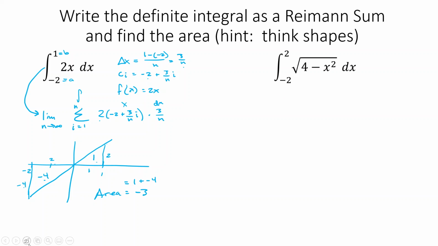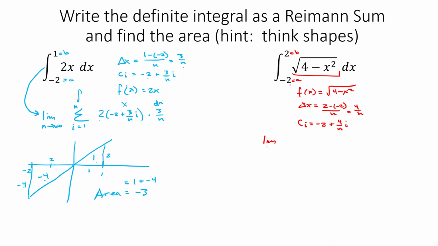All right, next one. So our function is this guy in here. We'll say our f of x is the square root of 4 minus x squared. Our delta x goes from, let's see, here's a, here's b. So we're going from 2 minus negative 2 over n. So that's 4 over n. Our c sub i is what we were using. We're starting at a, so negative 2 plus 4 over n times i, delta x times i. There we go. And now we're going to write it as a limit.